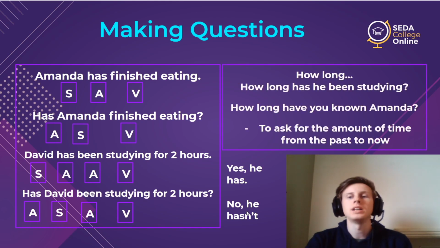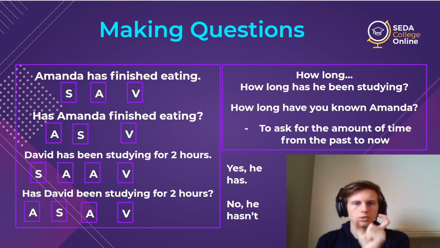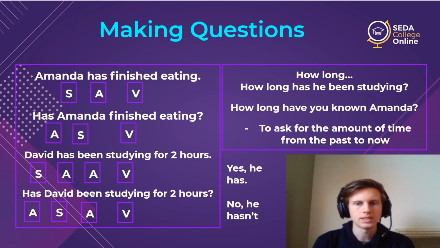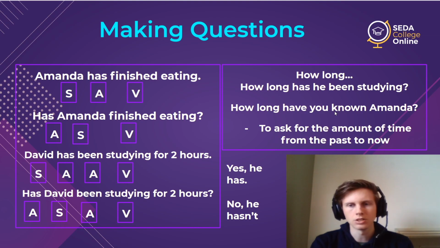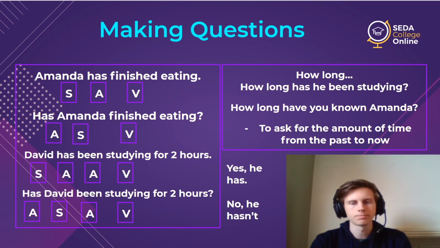Okay. But what is very common with the present perfect and the present perfect continuous is to make how long questions. Because really we're talking about time, that amount of time, whether it's a duration or a specific point. We're talking about time, so we use the question word how long. How long has he been studying? So he has been studying for 2 hours. Or how long have you known Amanda? I've known her for 3 years. So we use that how long when we want to know the amount of time from the past to the present, and it will always be how long.